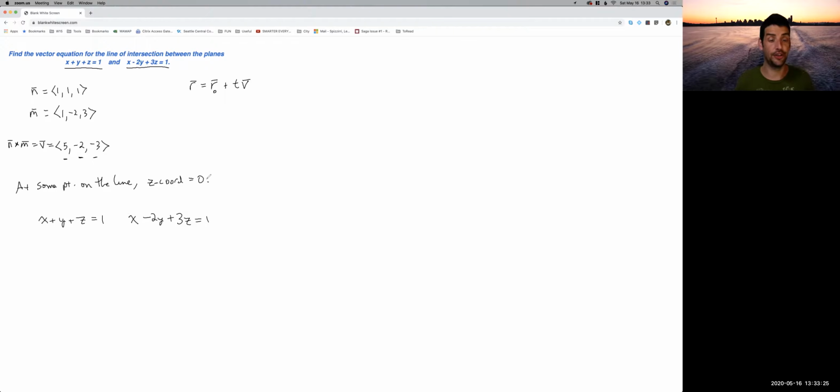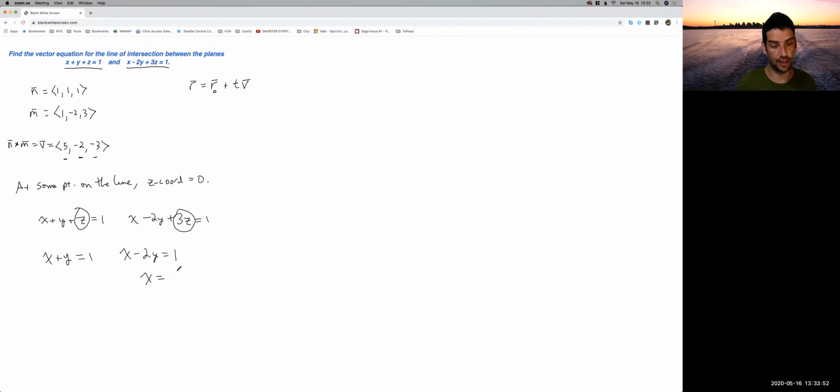And this is our strategy, knowing that at least one of the points on the line, which is also a point on both planes, satisfies both of these, has a z-coordinate of 0. At that point, it must be true that x plus y equals 1 and x minus 2y equals 1, because the z components are 0. So that's our little trick to solve this equation without having to just guess and check. Now I've got two equations, two unknowns.